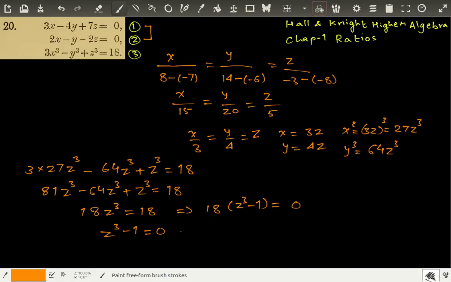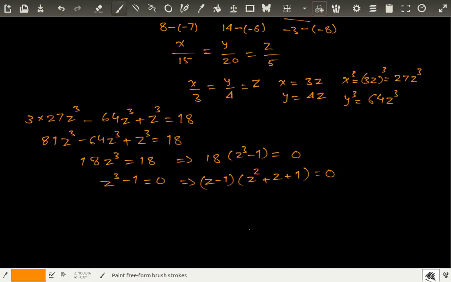We can factorize this as z minus 1 times z square plus z plus 1, so we get z is equal to 1. Because right now we are dealing with only real numbers, z square plus z plus 1 is always going to be a positive number.